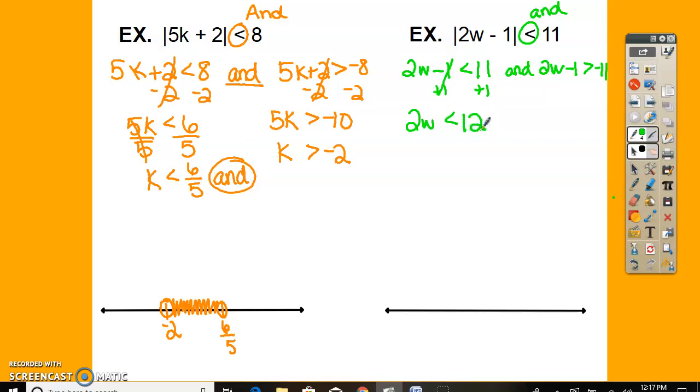2w is less than 12. Divide both sides by 2. So you get that w is less than 6. That's one of the two answers. You still have to solve the other one.